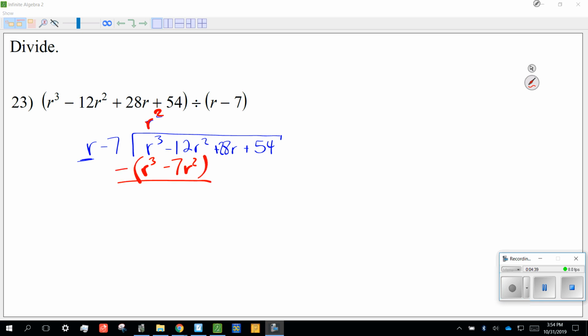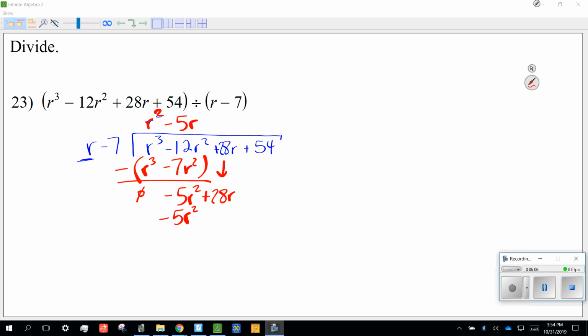Alright, long division, after we do that, we subtract those things. r cubed minus r cubed is nothing. -12r squared minus -7r squared, so that's plus 7r squared, gets us -5r squared, and then we bring down the 28r. Then how many times does r go into negative 5r squared? Negative 5r.